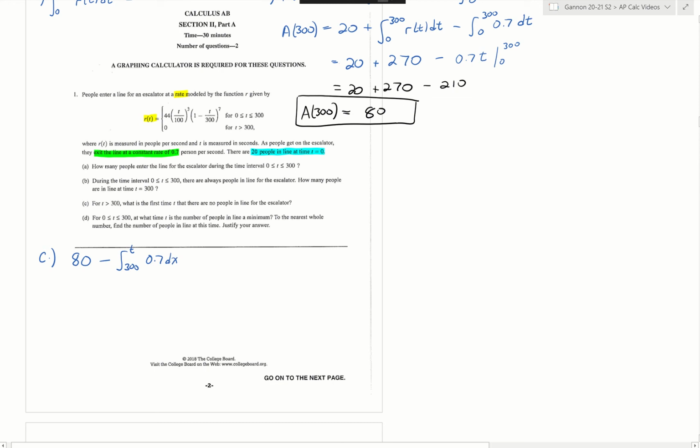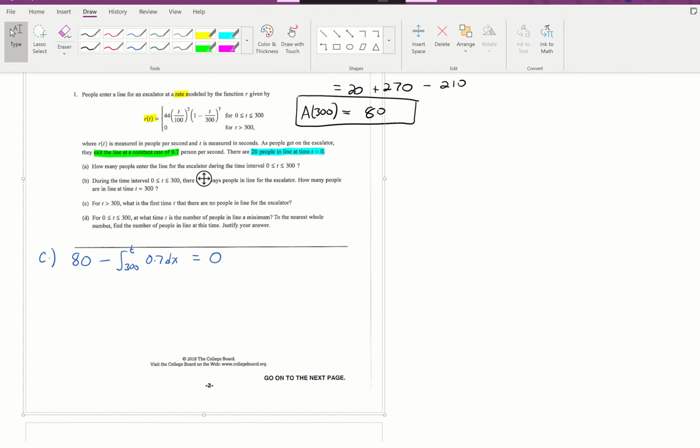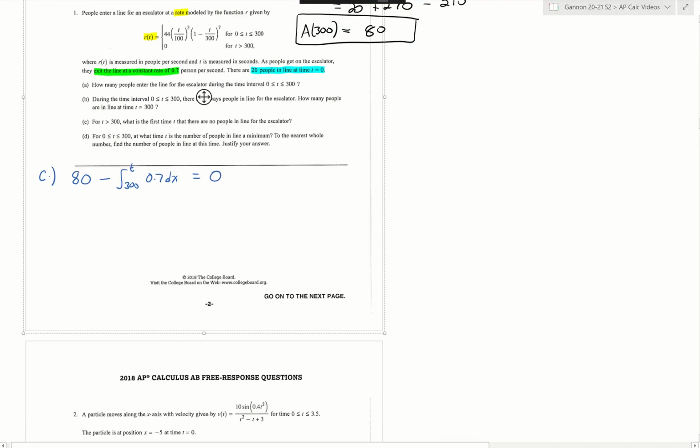So what we have, we want that to equal 0, because we have 80, and then when the people get out of line, we want that to be 0. So if we solve this, we have 80 minus 0.7x, technically, and we're evaluating that from 300 to t, and we want that to equal 0. So if we set that up, we've got 80 minus, and then you've got 0.7t minus 0.7 times 300 equals 0.